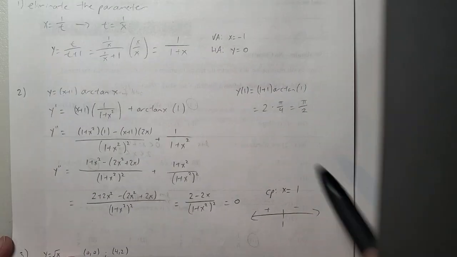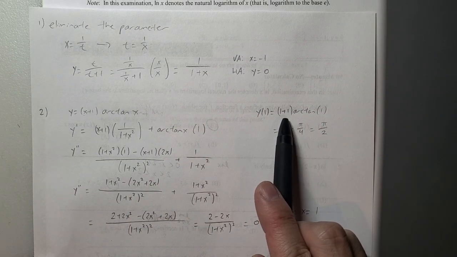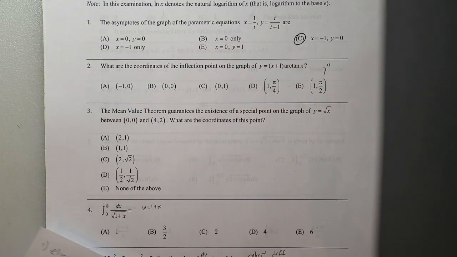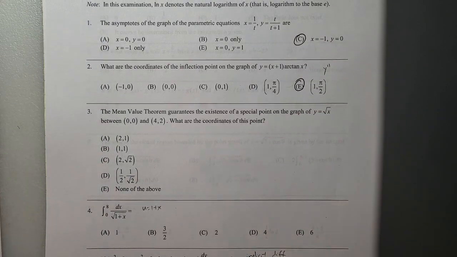Okay, what's the y coordinate of that point? You just plug it into here. So y of 1 is 1 plus 1 times arctan 1, which is 2 times pi over 4. Okay, so 2 times pi over 4 is pi over 2, so 2 is e.